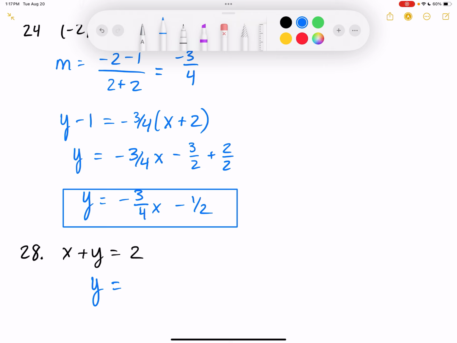Y equals -x plus 2. So the slope is -1 and the y-intercept is 2.